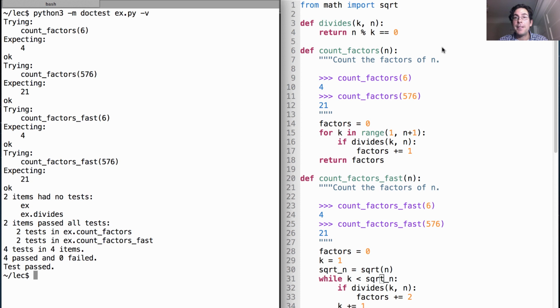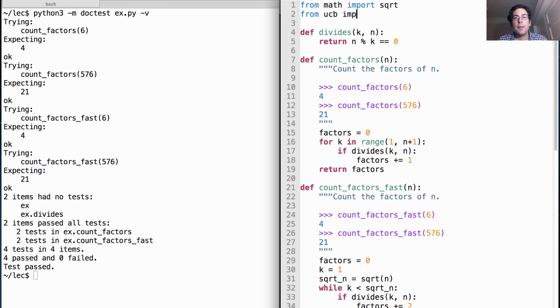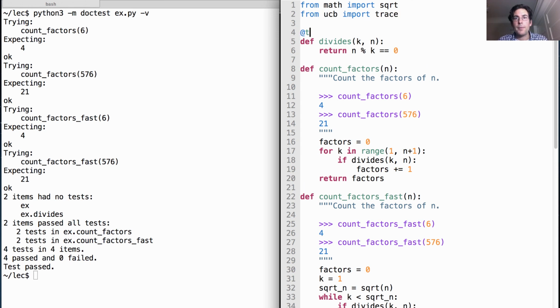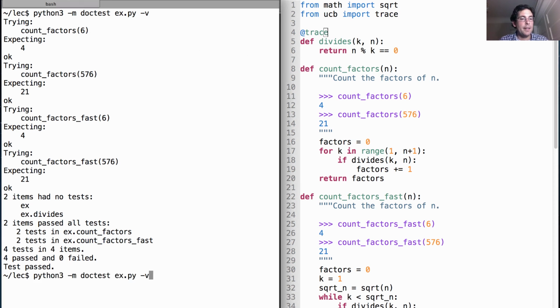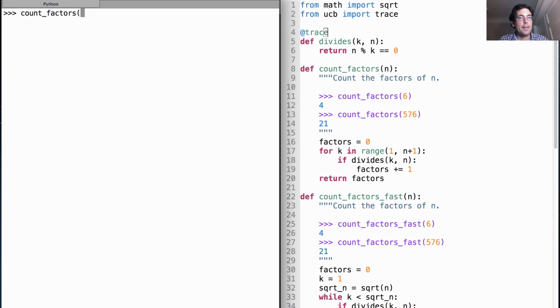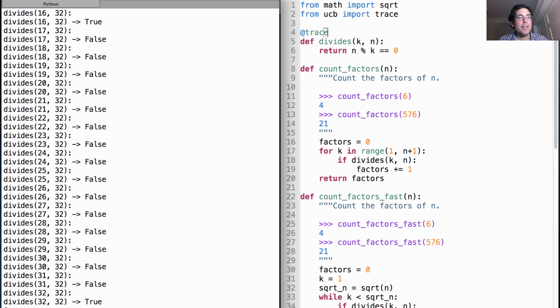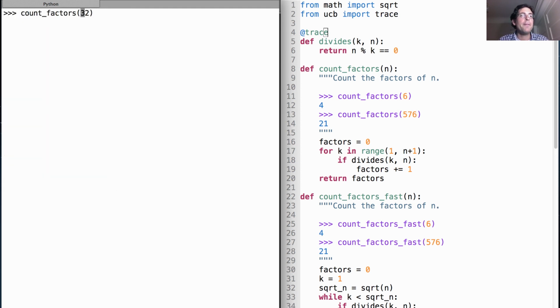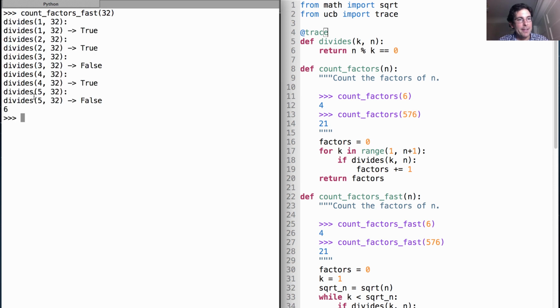So we have a fast version and a slow version, and they differ in the number of times that they call divides. Can we observe that? Well, sure. Let's import the trace function, trace this, and we'll see that if we load this up and we count the factors of, let's not do something too big, let's do 32. So if we count the factors of 32, then it tries 32 times in order to find those factors, of which there are 6. If we count the factors fast, well then, it only has to check everything up to the integer less than the square root of 32, and so it only runs these 5 divides, much faster.